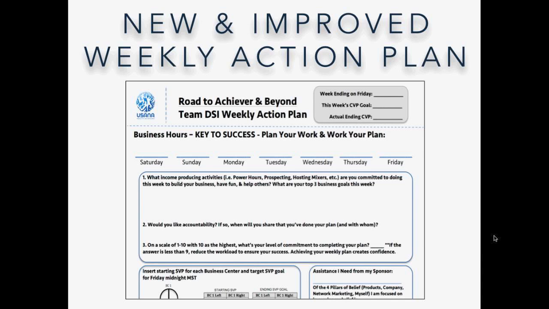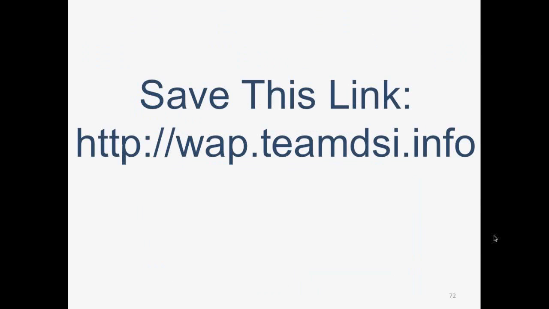So you should be focusing on getting yourself to achiever and then helping your team members get to achiever and beyond. And when you help your team members get to achiever, you'll naturally go up to the $600, $800 a week plus incomes. So we're going to go through this weekly action plan so that you know how to plan your work and work your plan every week.